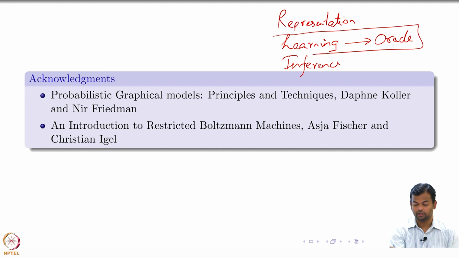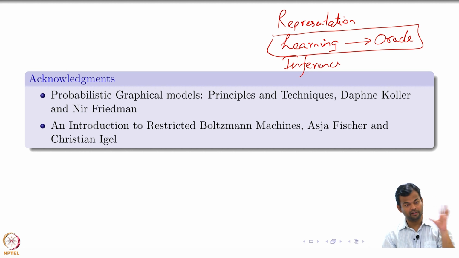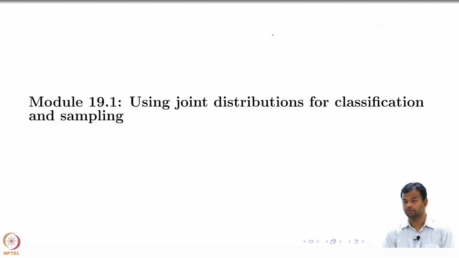And this learning, we'll not do in the context of general graphical models. We'll just do this in the context of RBMs. That's what we'll eventually get to. And inference is something which is general. So I'll tell you, once you have a joint distribution, what are the different things that you could possibly do with it. Let's focus on that in the first module of this lecture: using joint distributions for classification and sampling.